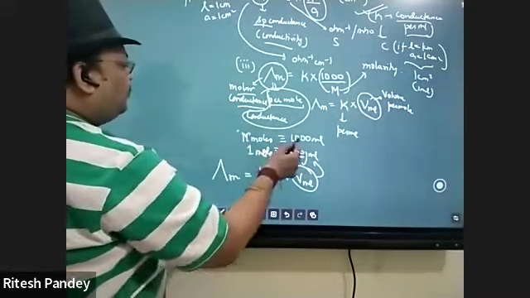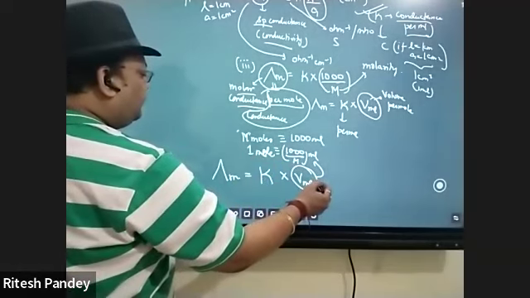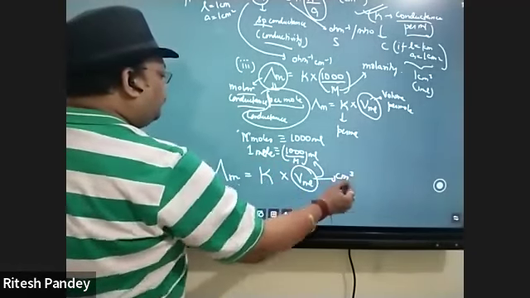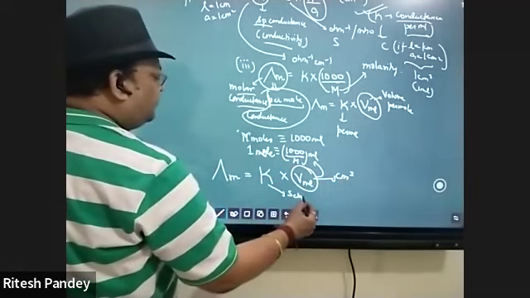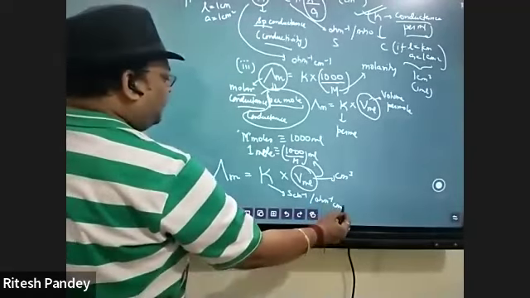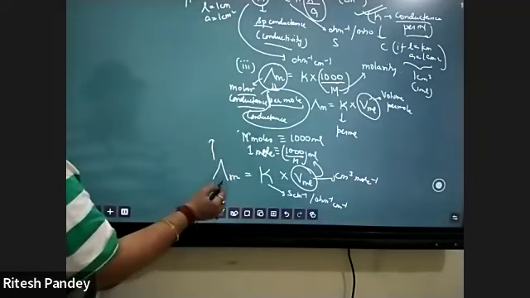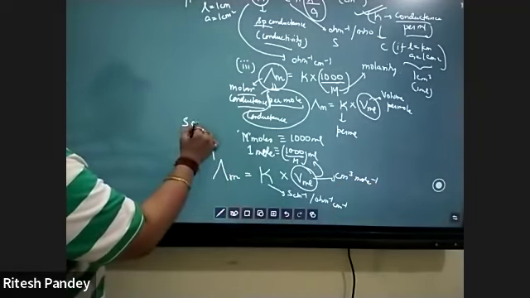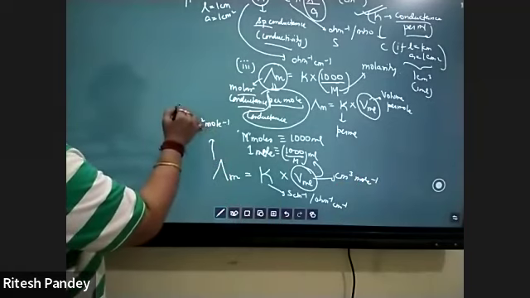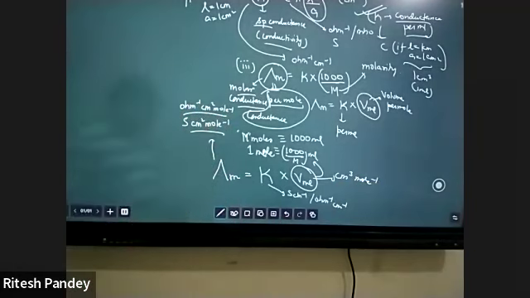For a solution which is M molar, you'll have M moles in 1000 ml, so volume per mole will be 1000 by M. Again, this volume will be in centimeter cube. You have known kappa as Siemens per centimeter, or per ohm per centimeter. So the unit of molar conductance, and always go by the unit, would be Siemens centimeter square per mole, or per ohm centimeter square per mole. The units are going to be very important in this topic. I think you're happy with this. We'll want to move on.